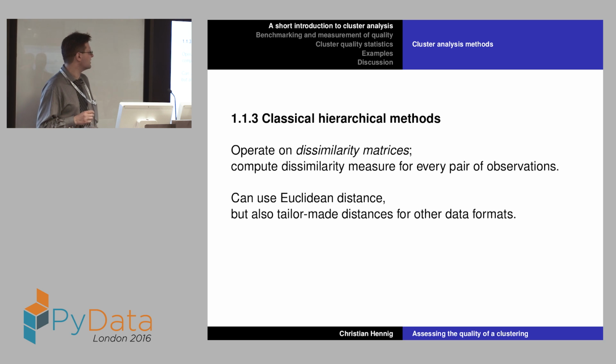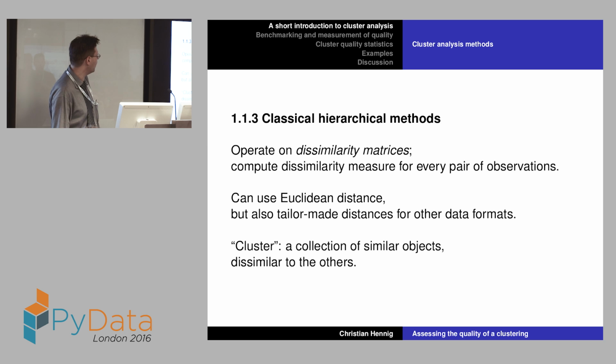So you start by computing the dissimilarity measure for every pair of observations first. This could be the standard Euclidean distance, which I thought I had used for this data set, but it could also be tailor-made distances for other data formats. Oh, I told you something wrong. Actually, for this data set, I used the tailor-made distance for another data format, and I will show you how this looks. Generally, what we try to find is a collection of similar objects which are dissimilar to all the objects that are not in the same cluster.